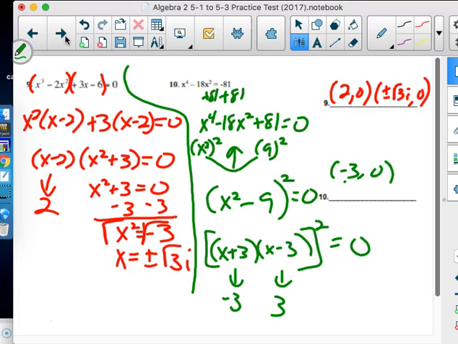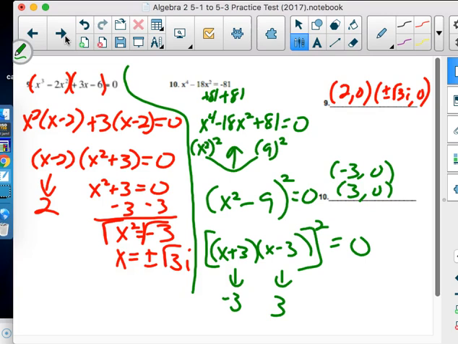So negative 3, 0 and 3, 0. Oh no, they can't be. How many answers is this supposed to have? It's supposed to have 4. Where are the other ones? Each of those was multiplicity 2 because they were there twice. They had that power of 2. So those are the only zeros. And if we graph this, we're going to see that it bounces off at negative 3, 0 and 3, 0. And we'll know, yeah, we're okay. Those are the only ones we have.